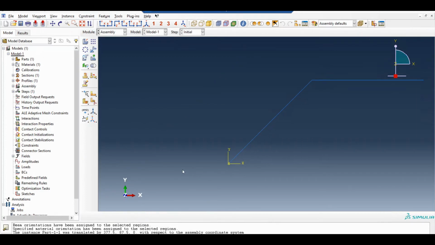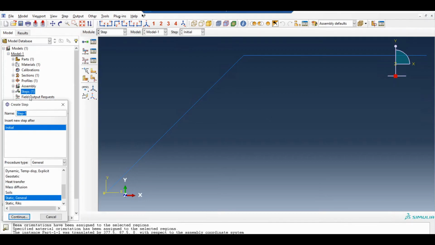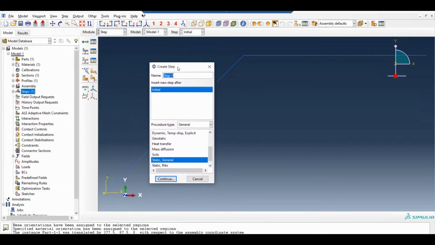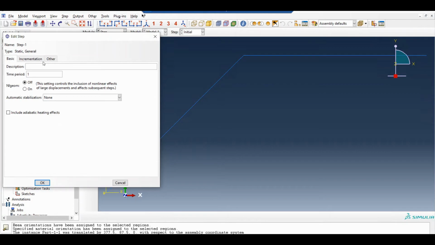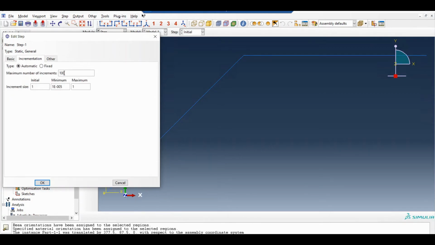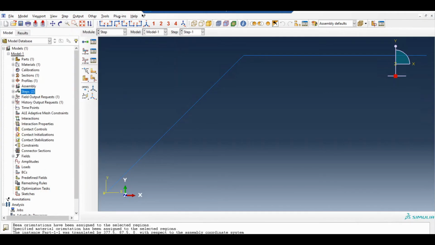Okay, let's create our step. Our analysis is static general, 1 second. We can make the increment as high as possible, 1, and let's make the minimum as low as possible, 0.001. Okay, the field output request.